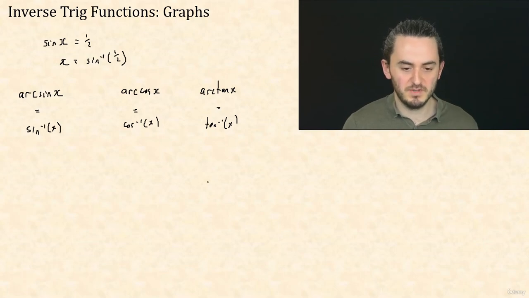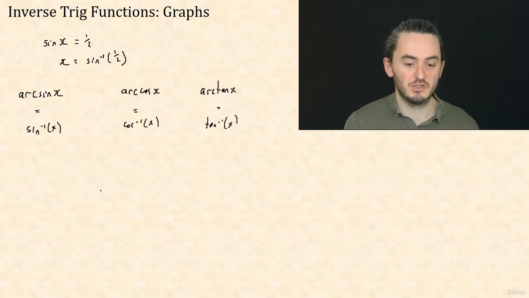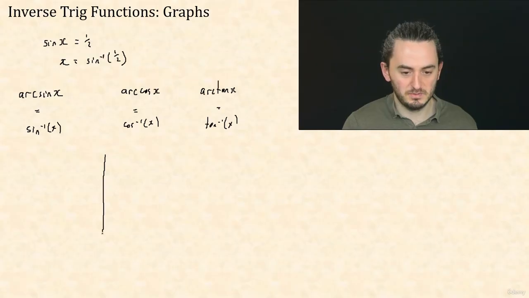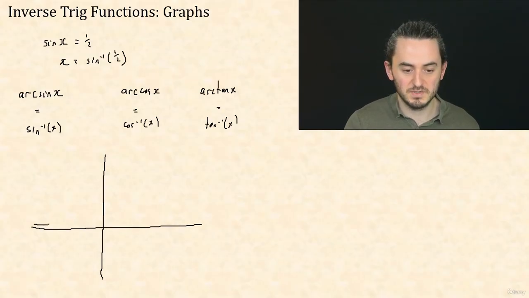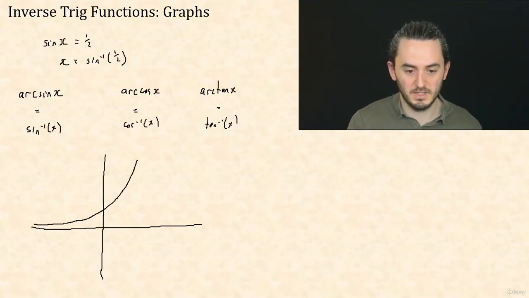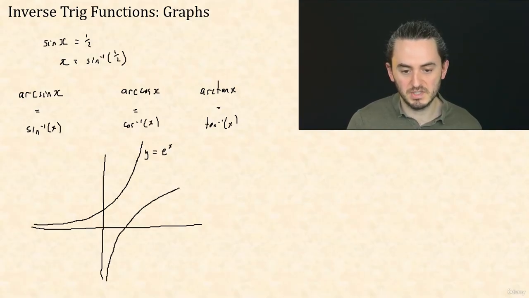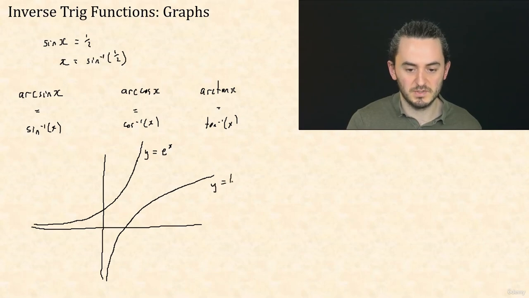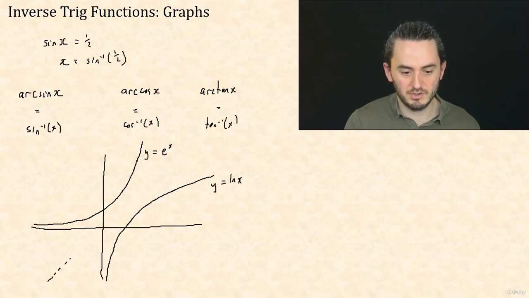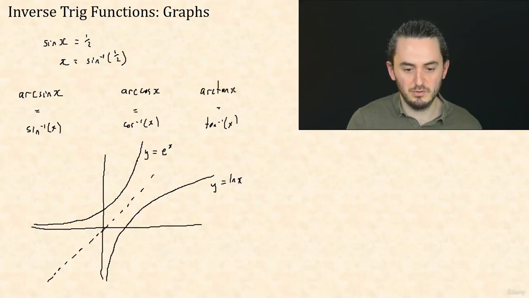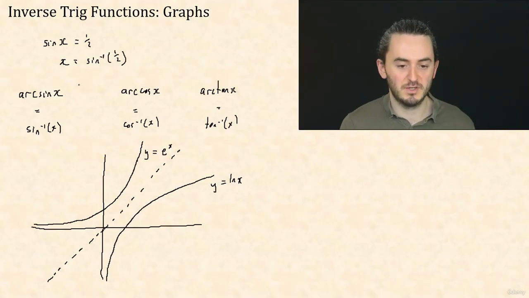Well, we've seen in previous videos that the inverse of a function, its graph, is a reflection of the original function in the line y equals x. So, as an example, remember that if I was to graph y equals e to the x, it looks like this. And if I was to graph its inverse, which is y equals ln x, it looks like this. That is a reflection in the line y equals x. So this is true for all functions, including our trig functions.